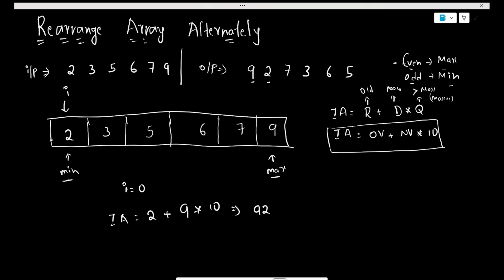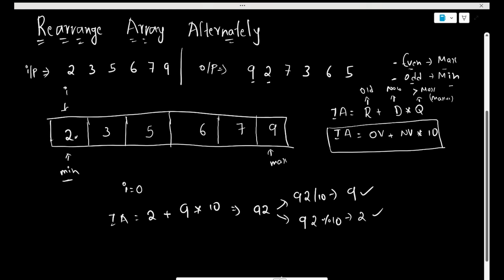So let's check whether our formula is working or not. Here, if we do 92 divided by 10, we should get 9. So which is the output? Yes, it's correct. And if we want the old value, it is 2 here. 92 percentile 10, it is getting 2. Yes, so our formula is working.